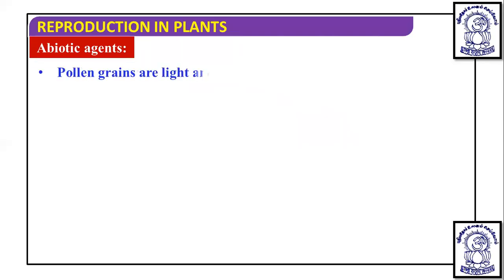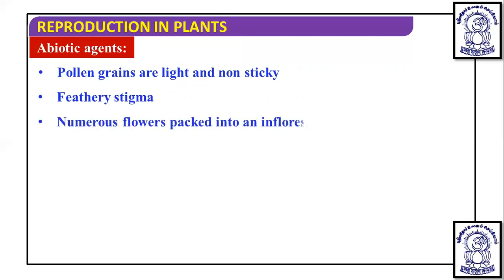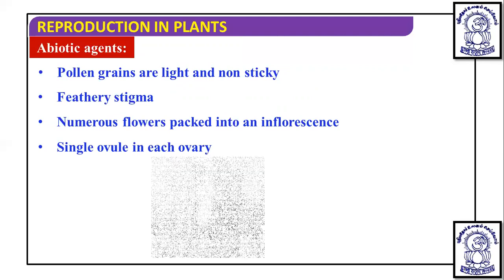In this, several characteristics are found in case of this anemophilous flower. If you see the pollen grains, these pollen grains are particularly light and non-sticky, so they can be easily carried by the wind. They have feathery stigma. They have numerous flowers packed in an inflorescence, and they have a single ovule. Dear students, we will be discussing this point in detail.